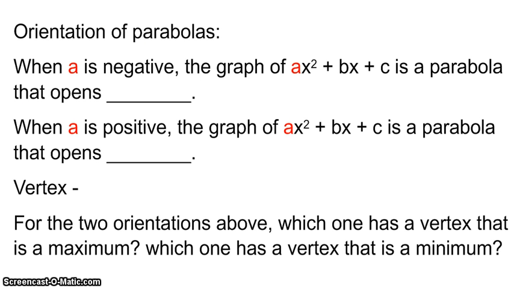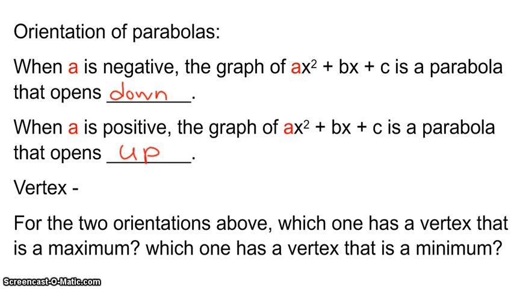So for the orientation of parabolas, when a is negative, the graph of ax squared plus bx plus c is a parabola that opens down. So think of negative down like a frown. When a is positive, the graph of ax squared plus bx plus c is a parabola that opens up like a cup.